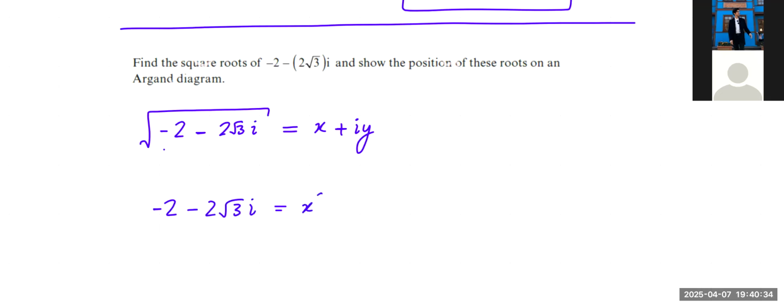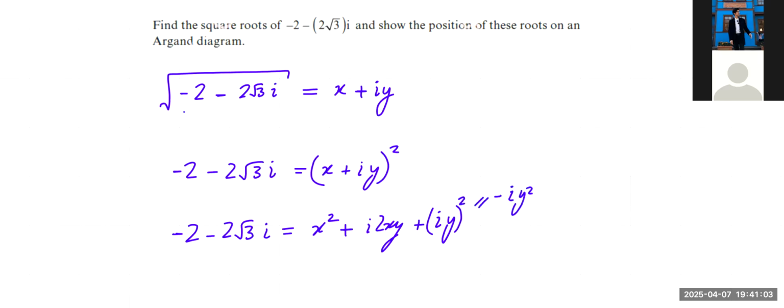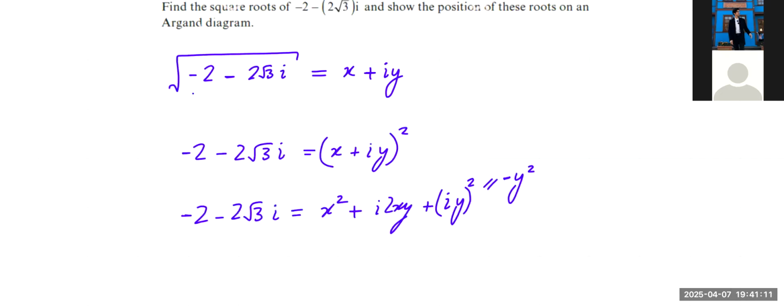So x plus iy whole squared. Open up the right side. 2, let's call it i 2xy, plus, oh no, minus y squared. Because if you have plus iy whole squared, the i squared will make it -1, and squaring the y just makes it y squared. Oh no, minus y squared, sorry, because the i is gone. When you square the i, it just becomes -1.